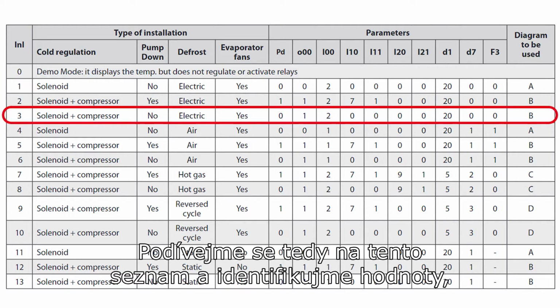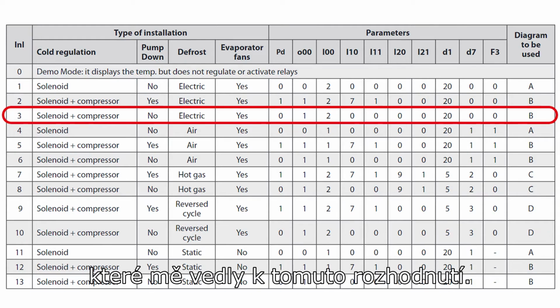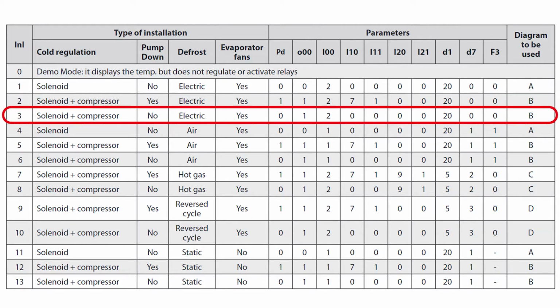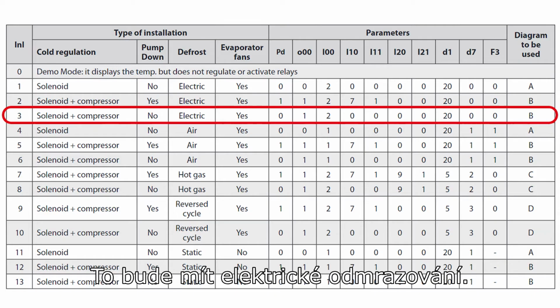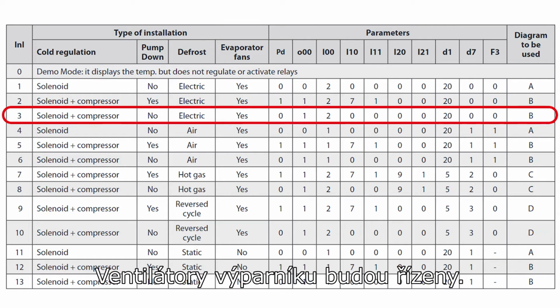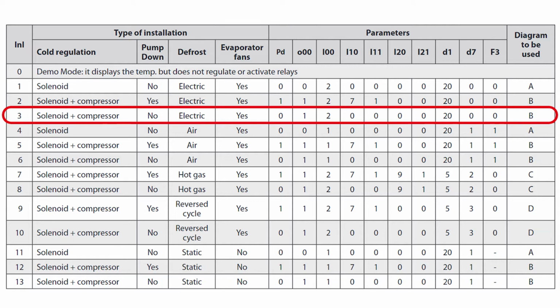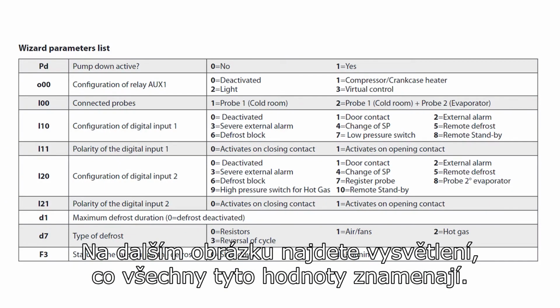So let's look at this list and identify the values that lead me to this decision. Here you can see I have highlighted solenoid plus compressor. This will have electric defrost. The evaporator fans will be controlled. And you can see to the right of this, there is a list of parameters with various numbers beside them. If you look at the next image, we have the definitions for what all of these actually mean.